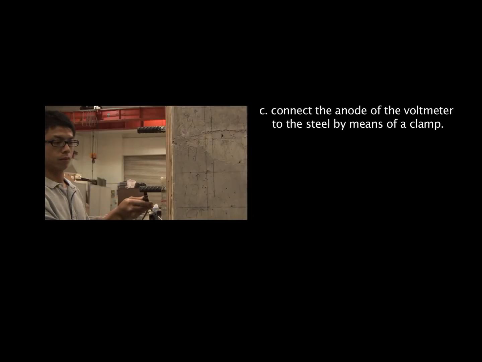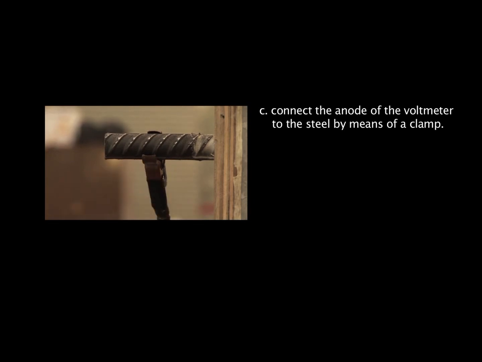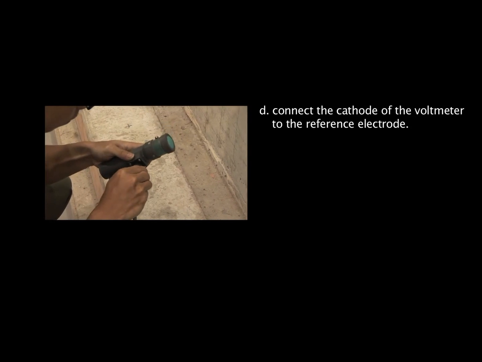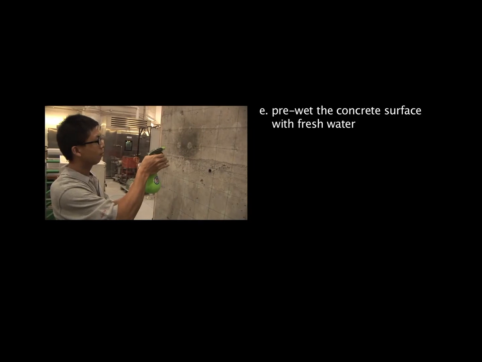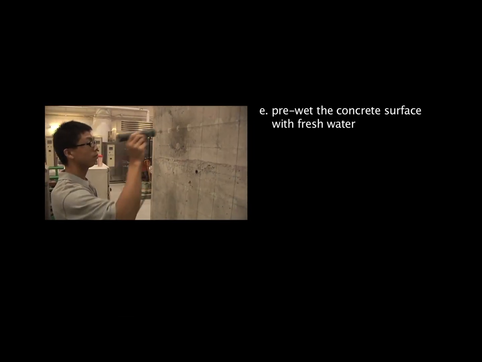C. Connect the anode of the voltmeter to the steel by means of a clamp. D. Connect the cathode of the voltmeter to the reference electrode. E. Pre-wet the concrete surface with fresh water.